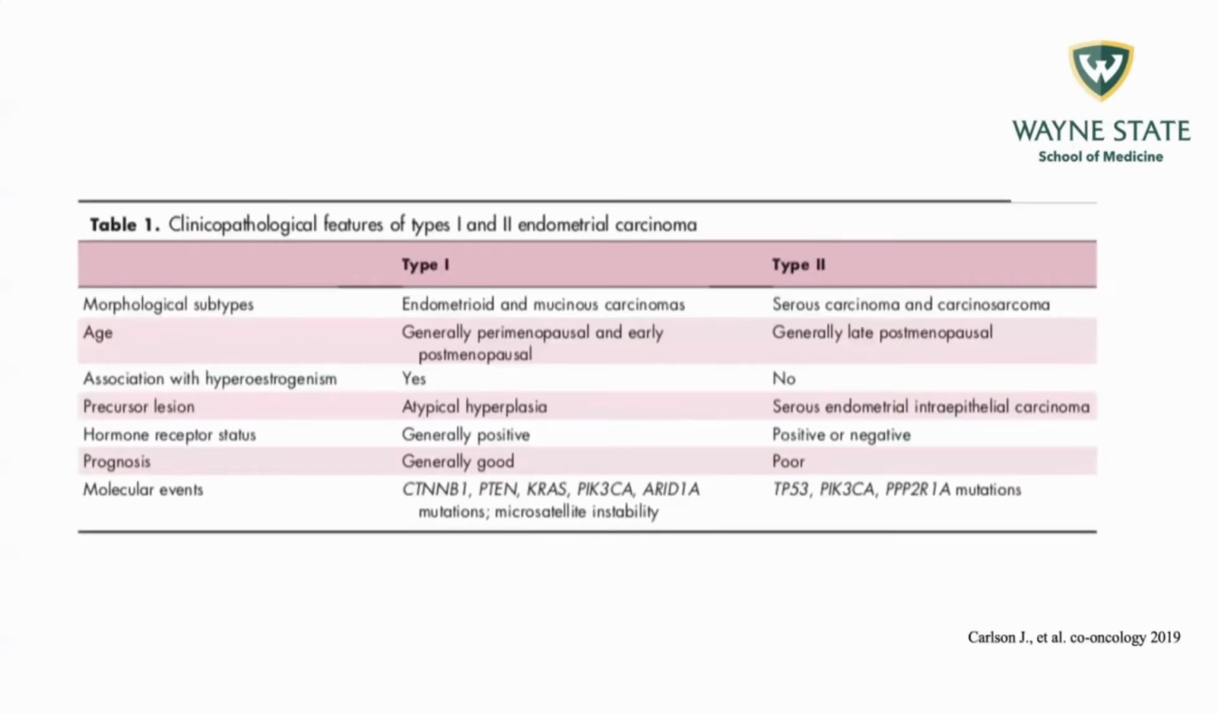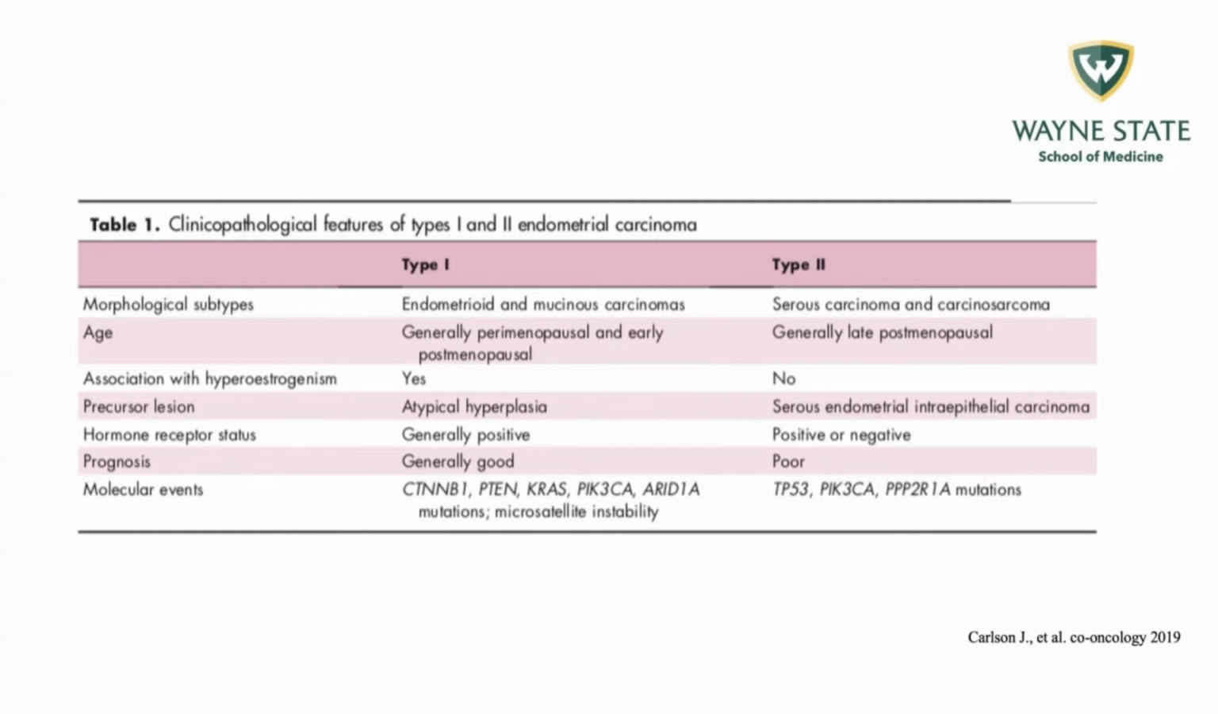We're all familiar with type 1 and type 2 endometrial carcinoma. Briefly, type 1 is endometrioid or mucinous. Patients are younger, probably around 40 to 60 years old, with a hyperestrogenic status. Most of them are diabetic and, as I mentioned, obese. The prognosis is way better than type 2, and in general, it is good. The precursor lesion is atypical hyperplasia, or what we call nowadays EIN, endometrial intraepithelial neoplasia. The molecular events are mainly PTEN, ARID1A, and microsatellite instability.